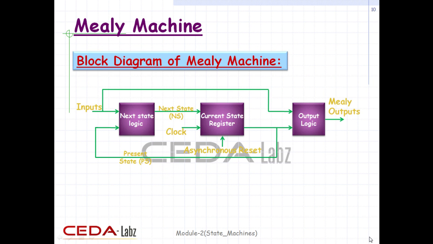The block diagram of the Mealy FSM is shown here. The output function depends on the input also. The current state function updates the current state register. The number of bits depends on the state encoding used.